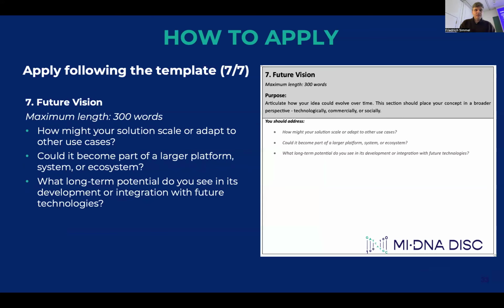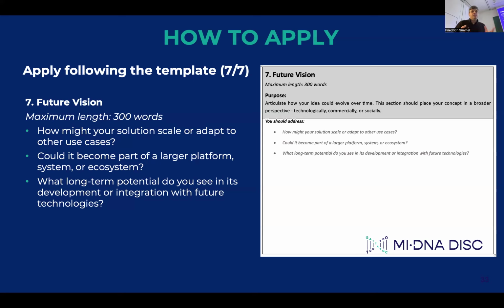And then the last part is the future vision. Of course, your idea is now, but it will be applied in the future. This is no more than 300 words. They ask: how can your solution be scaled up or adapted to other cases, be it a large platform, a system or an ecosystem, and what is the long-term potential of your idea?